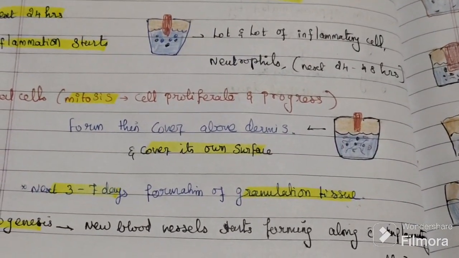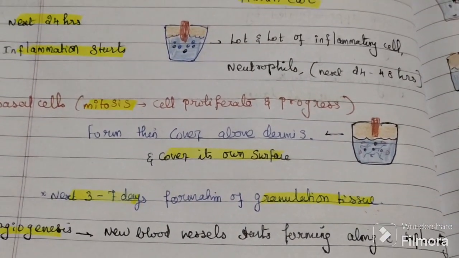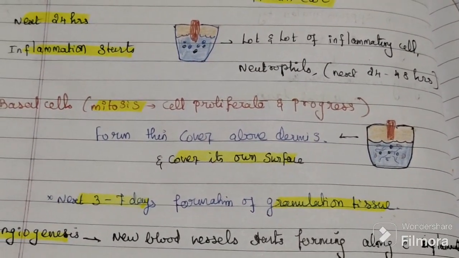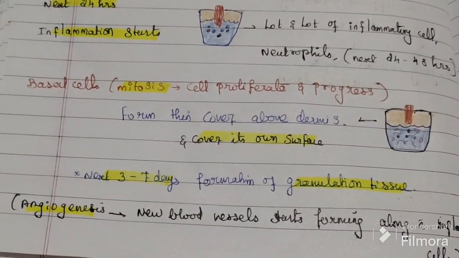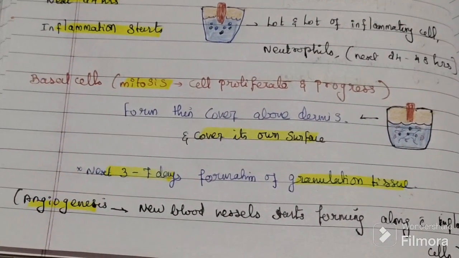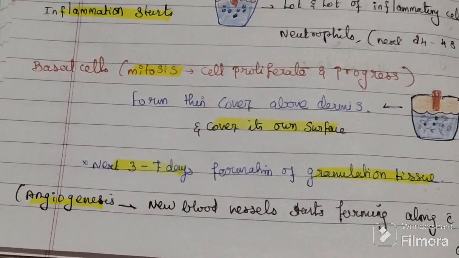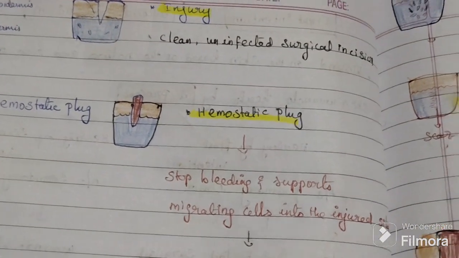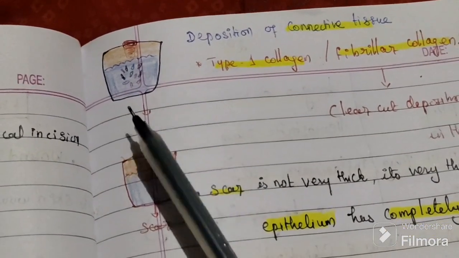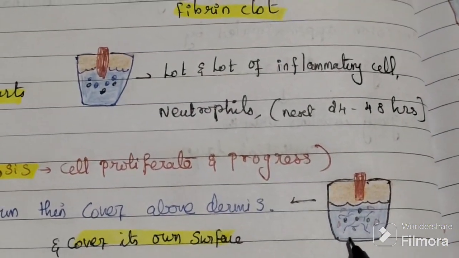Then over the next 3 to 7 days, there is formation of granulation tissue. Then angiogenesis, a lot and lot of blood vessels. See here, a lot of blood vessels.